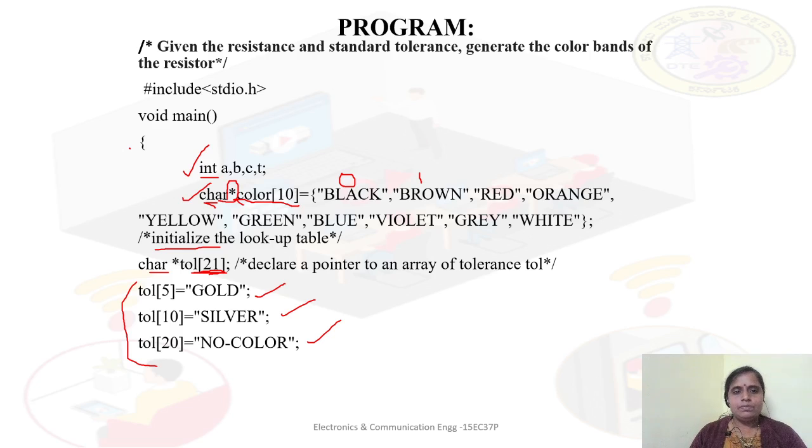This is the first part of the program. Whenever you are asked to write a program, we first think about the input, then the process, and lastly the output. So here I have taken all the inputs, declared the lookup table for your color bands and also for your multiplier, and then declared the pointer for your tolerance bands also.